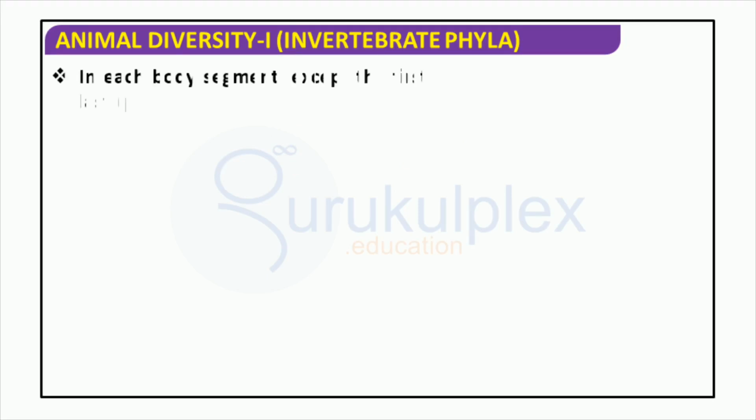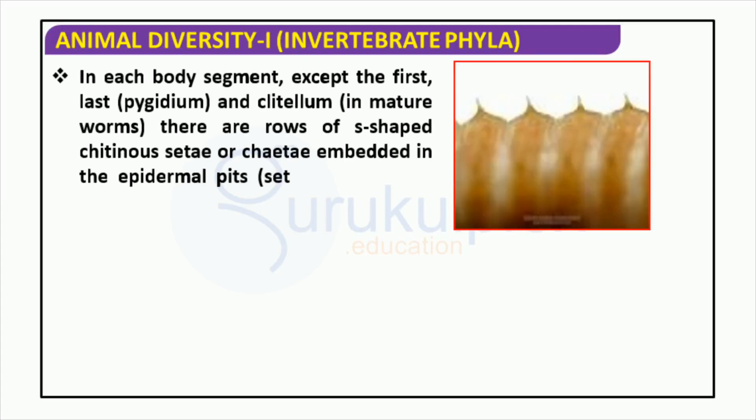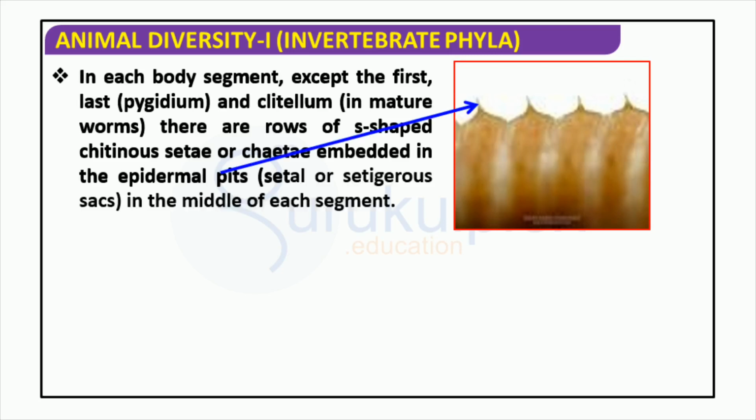Setae are small, chitinous appendages found in body segments of many invertebrates, barring the first, last, and clitellum in mature worms. They can be either protrusible or retractable and serve an essential role in locomotion. Their presence is essential to animal diversity and provides insight into how invertebrates move in their living space.